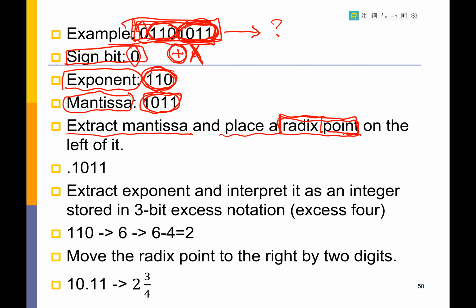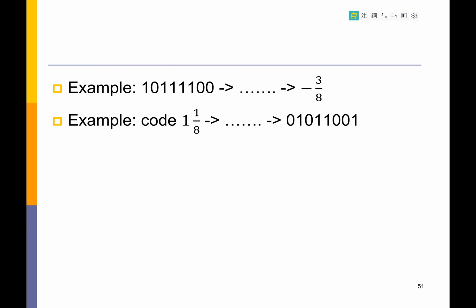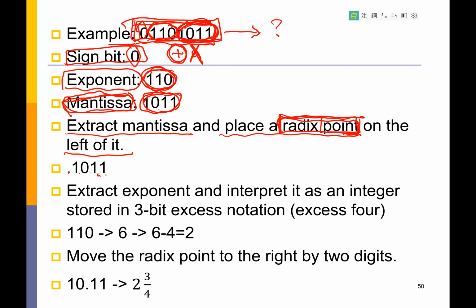So this radical point, by convention, by the rule set by some standard of computer science, we put on the left of the Mantissa part. The Mantissa part is 1011, so the value is 0.1011. You can see this 0 here, and the radix point is put on the left of the Mantissa part, the leftmost binary value, 1011. We put a radical point on the left of these 4 bits.